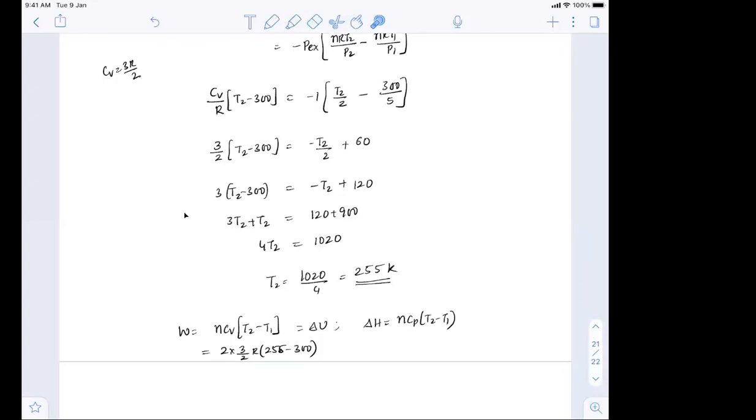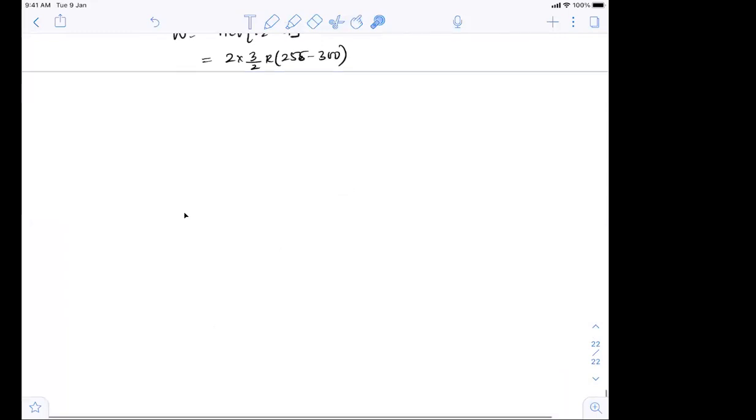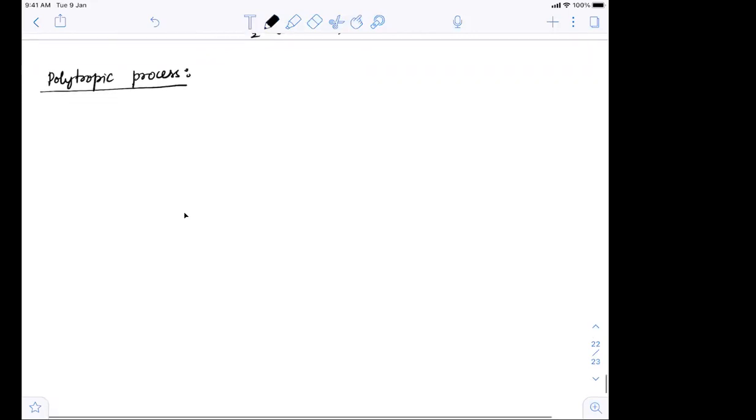Right. Now let us see the next kind, which is called the polytropic process. A polytropic process is very generic, where we won't say anything is constant. There is no q equal to 0 or anything like that. It is just a generic process.